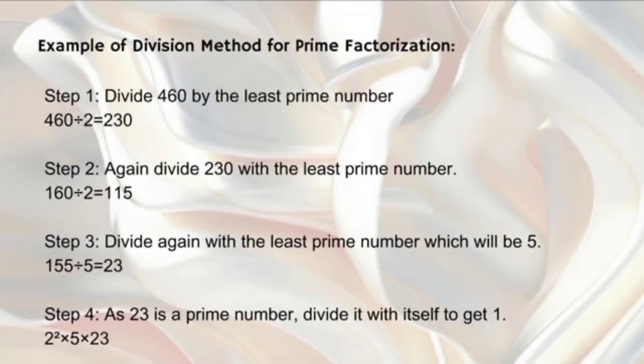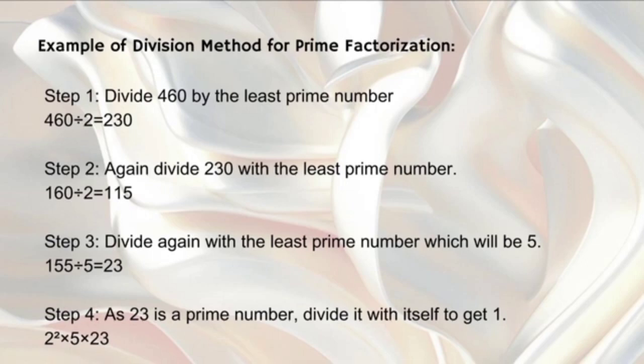Example of the division method for prime factorization. Step 1 is divide 460 by the least prime number. So 460 divided by 2 equals 230. Step 2 is again divide 230 by the least prime number. Now 230 divided by 2 equals 115. Step 3, divide again with the least prime number, which will be 5. So 115 divided by 5 is 23.